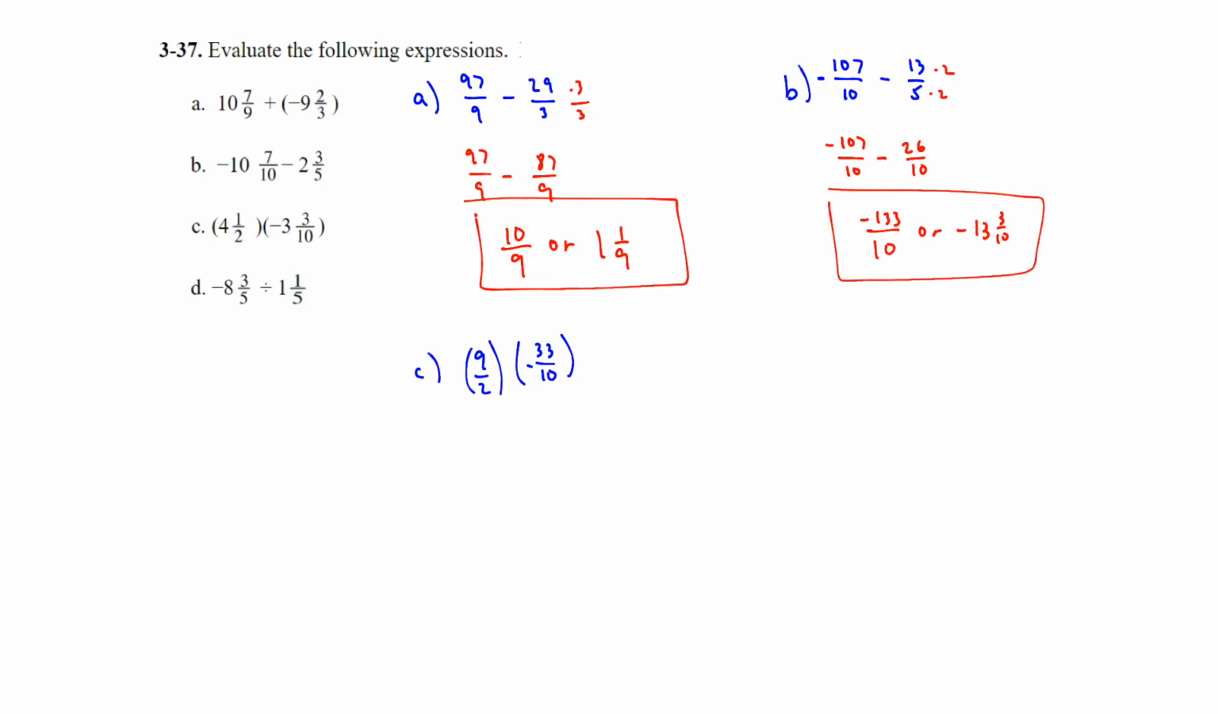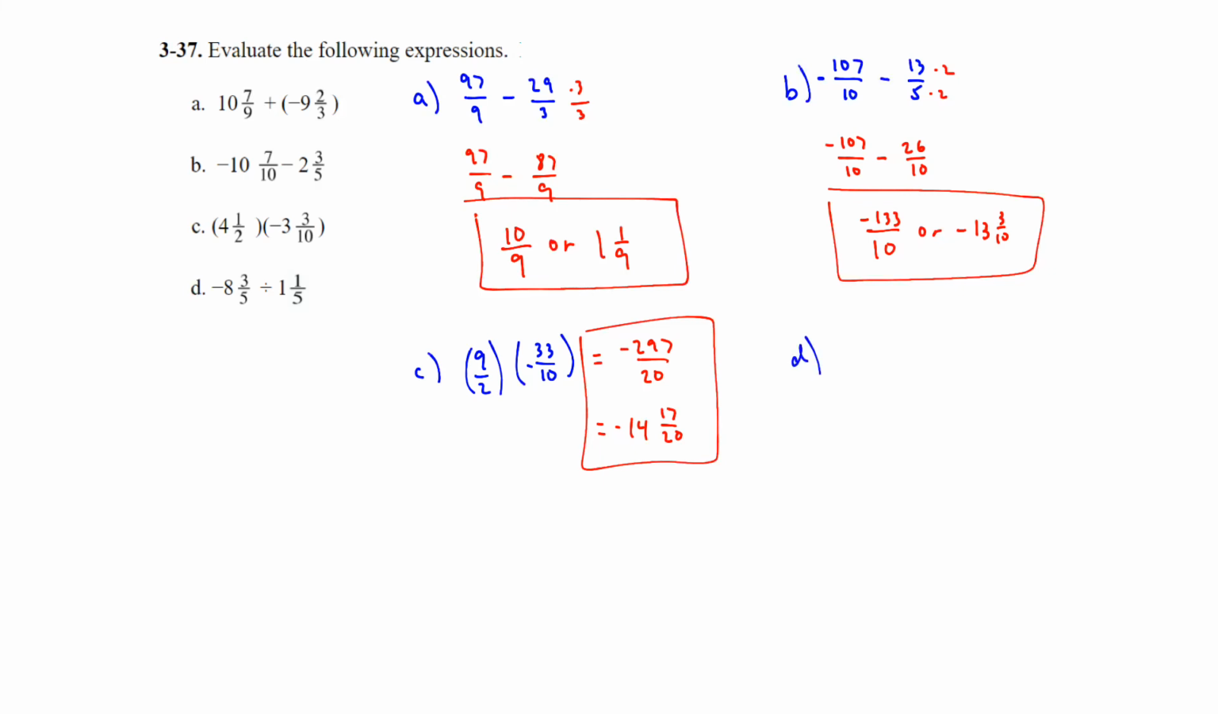33 times 9. So we get negative 297, and then 2 times 10 is 20. And then if we wanted to rewrite that as a mixed number, that would be, let's see, negative 14. That would give you 14 times 20 is 280, and then 17 over 20. So maybe I would just leave it as the improper fraction. But once again, either one of those would work.